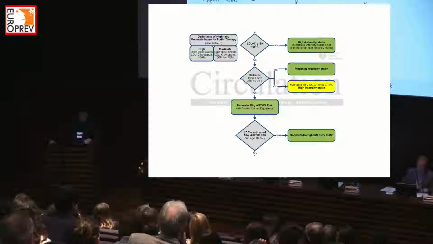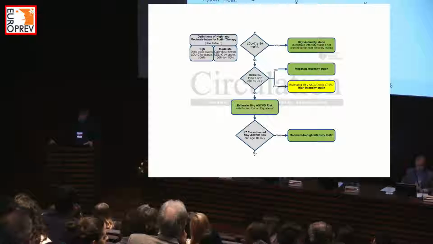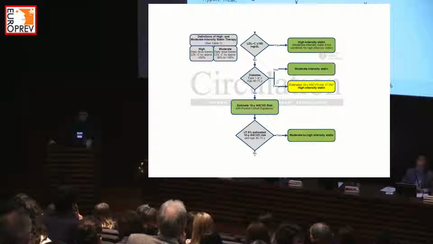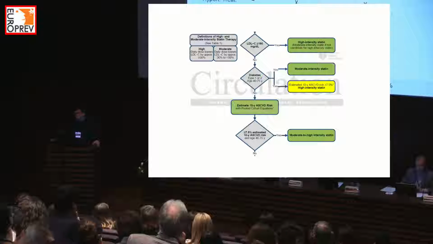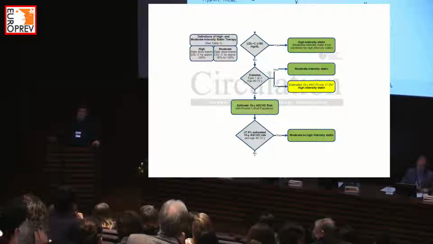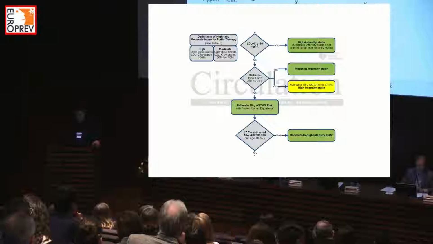But as you can see, the endpoint is different for each tool. The endpoint for the SCORE is fatal endpoints, while the endpoints for the American and for the NICE are cardiovascular disease morbidity and mortality. That is the reason why the thresholds are different.